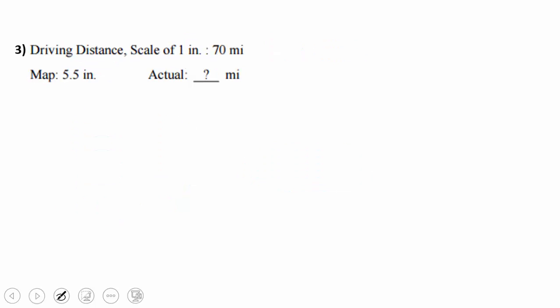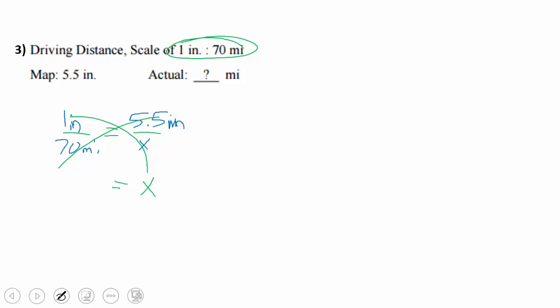Okay? Moving right along, driving distance on a map, most likely, a scale of, well, now look at that. They gave us the correct one: 1 inch to 70 miles. That's what scales should be written in, using units. That is our first ratio in our proportion, 1 inch to 70 miles. And the map says we have to go 5.5 inches on the map. How many miles is that? Doing our cross products, we get x is equal to 385 miles. Remember, units on your answers.